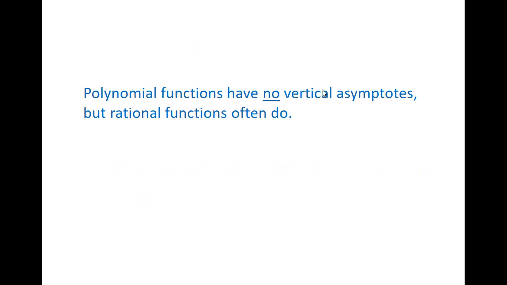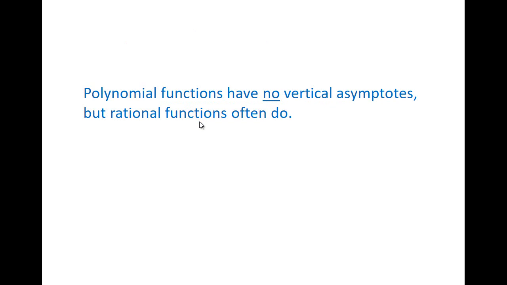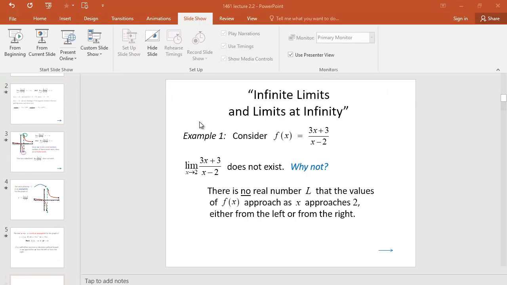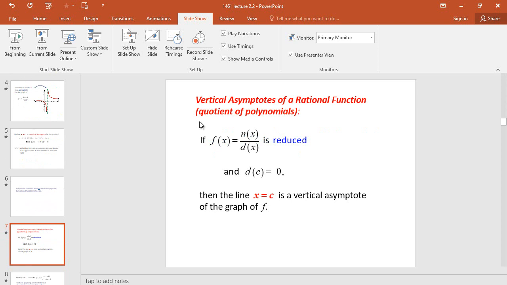Polynomial functions have no vertical asymptotes, but rational functions often do have vertical asymptotes. Okay, so we will end this video here, and in the next video we will be looking at the vertical asymptotes of a rational function more closely.